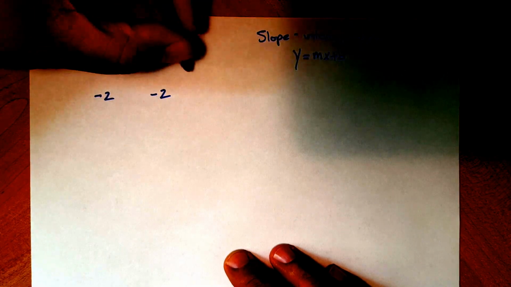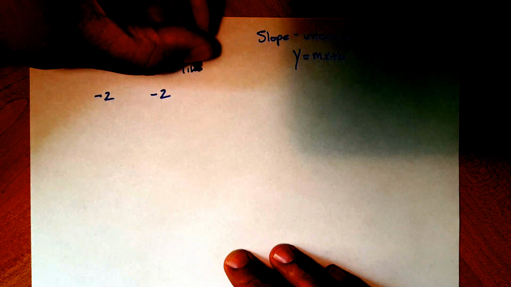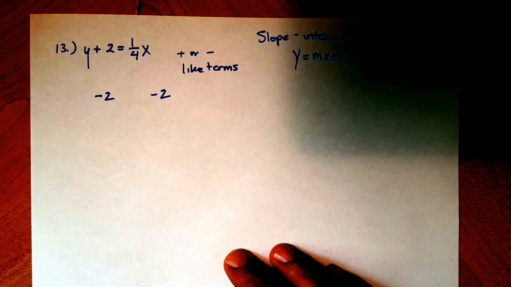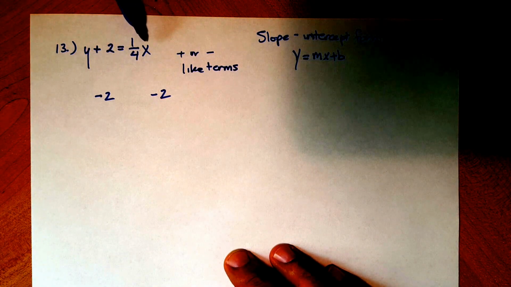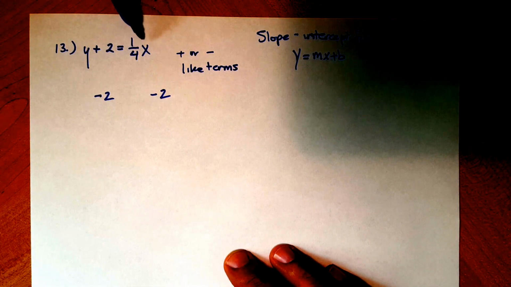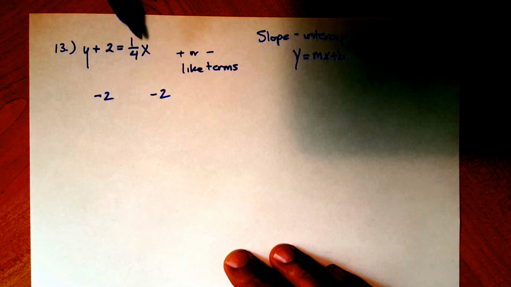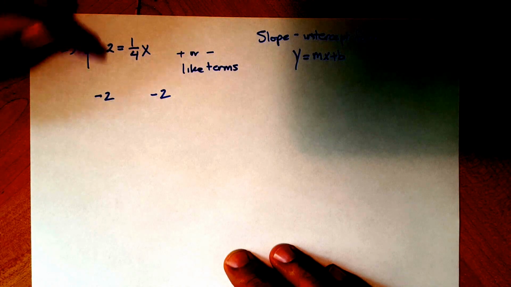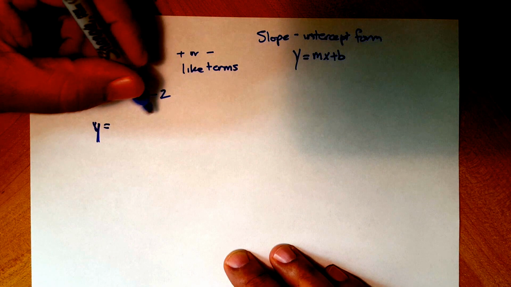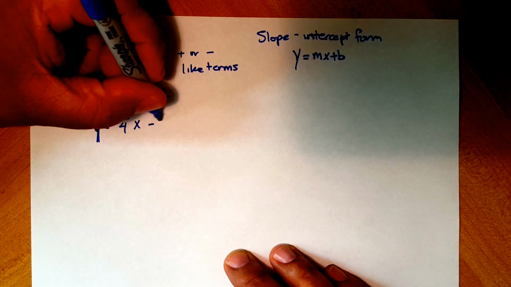Remember, you can only do that with like terms. So you can only add or subtract like terms. So what we mean by like terms, in case you don't remember, is they have to have the same variable or they have to have no variable. Right here we have 1/4 with the x, that's our variable. And right here is minus 2, no variable, so they can't really add. So what we end up doing is, since this is 2 minus 2, we'll just have y equals, and we'll just do bookkeeping basically, 1/4 x minus 2.